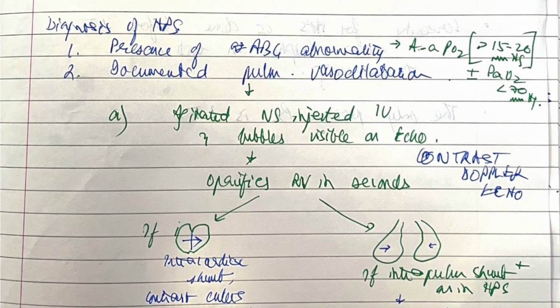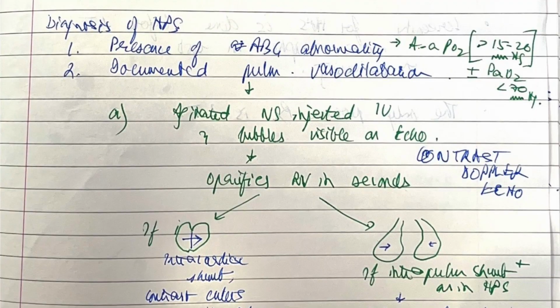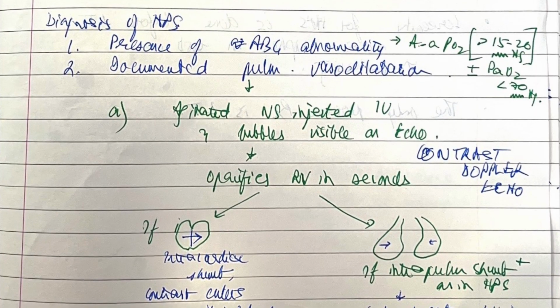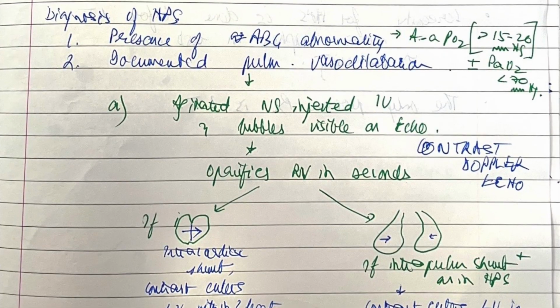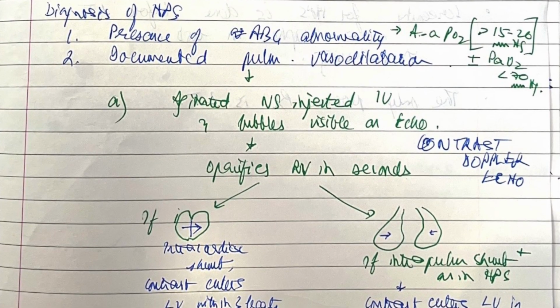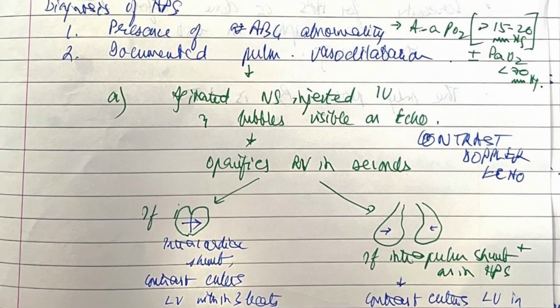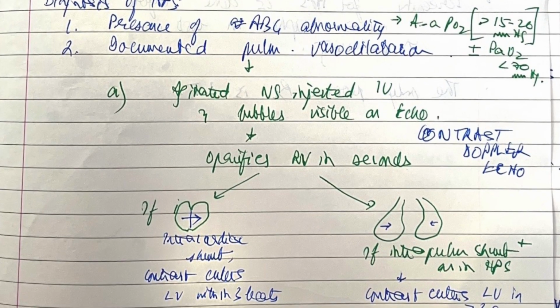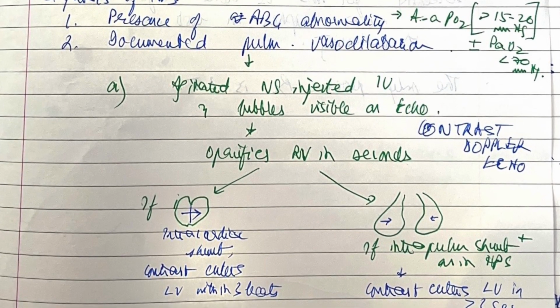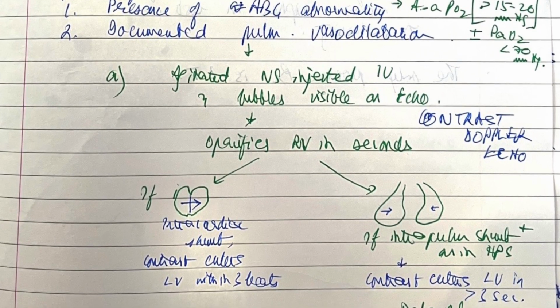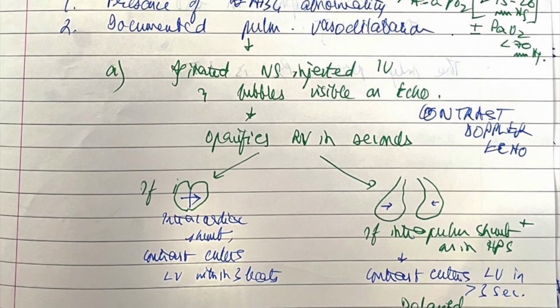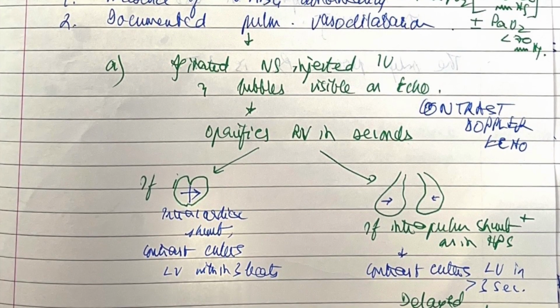The diagnosis of HPS requires, first, the presence of an ABG abnormality in which the alveolar arterial gradient of oxygen is more than 15 to 20 millimeters of mercury, with or without hypoxemia, which is a PaO2 of less than 70 millimeters of mercury. Plus, the second requirement is documented pulmonary vasodilatation. Now, how do we do that? There are 2 tests we could do. One is a bedside test.